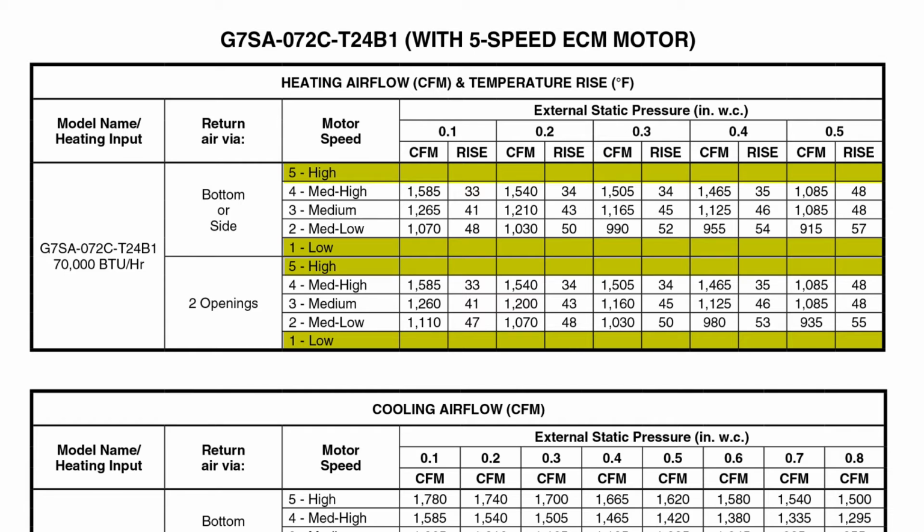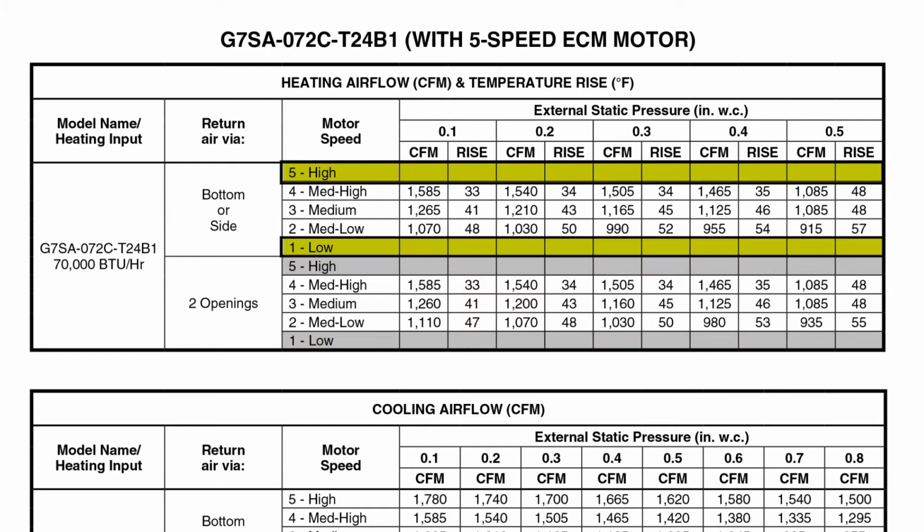Also on the heating table, you will see some of the cells grayed out. For example, on the table that we're looking at is on the G7 SA 72,000 BTU furnace. On high speed and low speed, you will see the cells grayed out. Now, that doesn't mean that you can't use the high or the low speed. We just weren't able to put a CFM value with that in order to comply with FER.